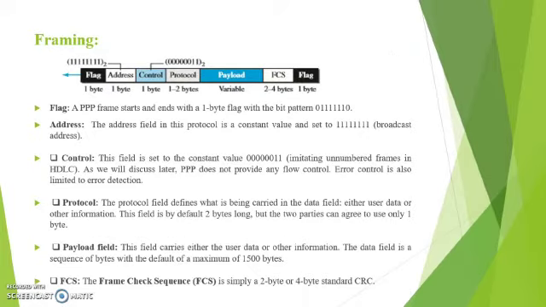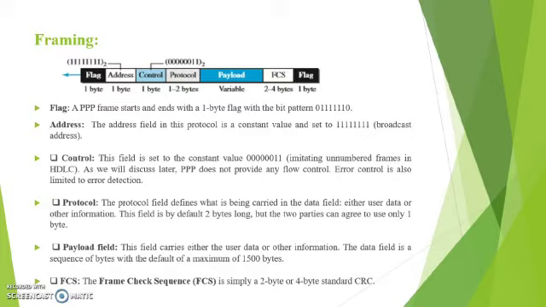Next is framing. The figure represents the frame format. The starting and ending bits are flags. Next to flag there is the address bit. Next is control. Next is protocol. Next payload. Then FCS, and the final one is the flag. The flag bits are added to identify the start and end of a frame. A PPP frame starts and ends with a 1 byte flag.